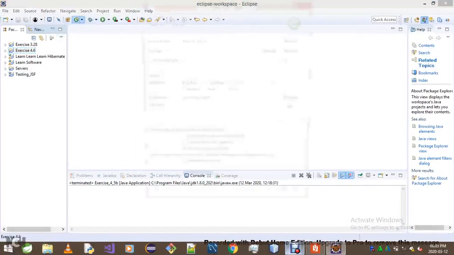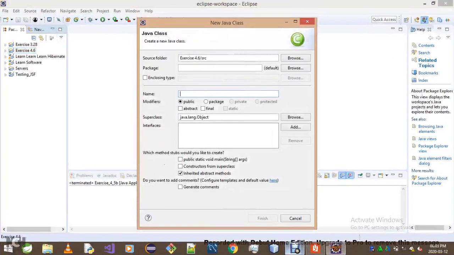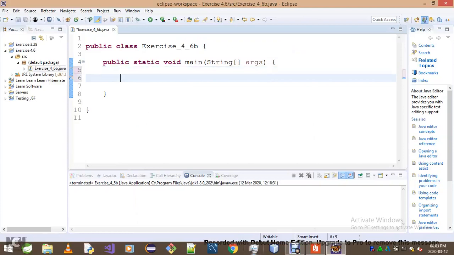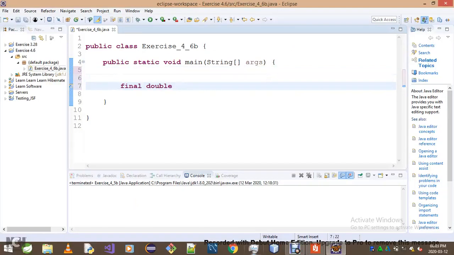I've already created a project. What I'm left to do is to create a class, 4.6, then hit finish. The very first thing I'll do, of course, will be to declare a constant called radius. I'll give it a value of 40.